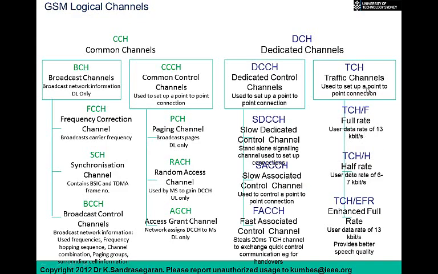Now, in order to get these traffic channels, a user has to first get a control channel, which is referred to as the SDCCH, which stands for Slow Dedicated Control Channel. When you get a request on the access grant channel, you get allocated an SDCCH, and the SDCCH enables you to signal and set up a traffic channel.